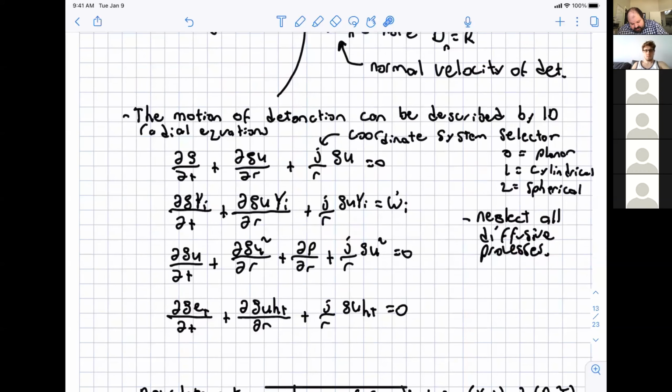Then if you expand out the divergence terms, you get these extra geometrical source terms. But other than that, these equations are the same as the 1D unsteady planar equations to describe the flow of the detonation structure. So are there any questions with this?